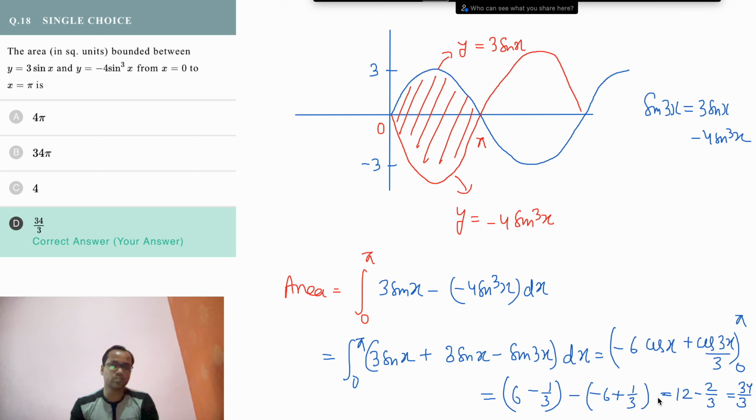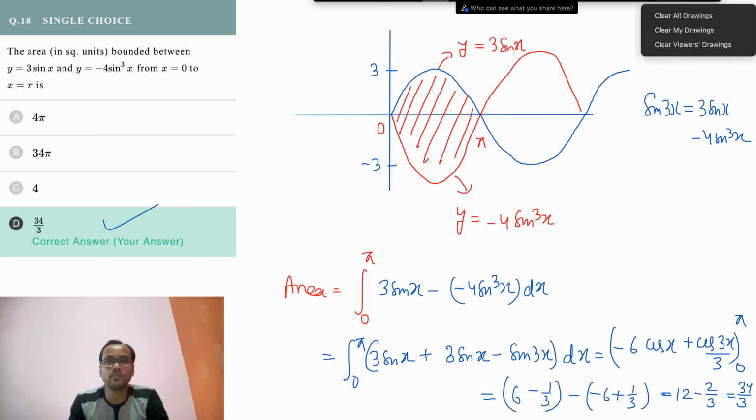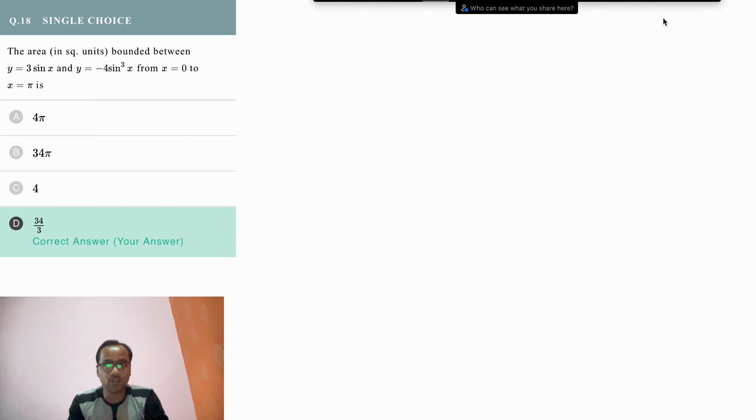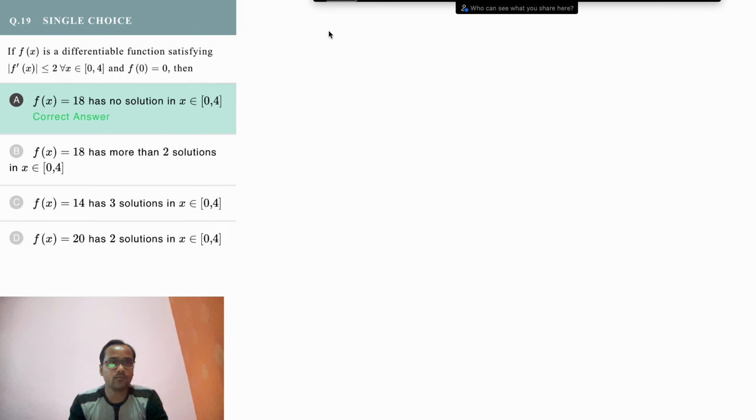So the answer for this question will be option D, 34 by 3. I hope this should be clear to everyone. So this was question number 18. Now let's come to question number 19. So this is question number 19.